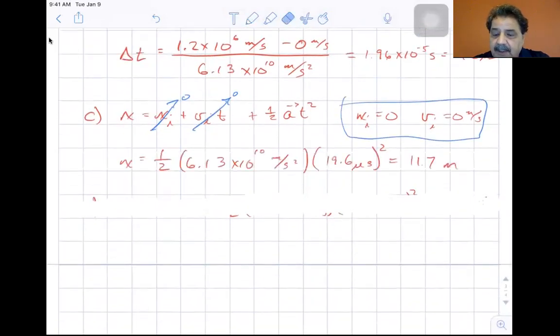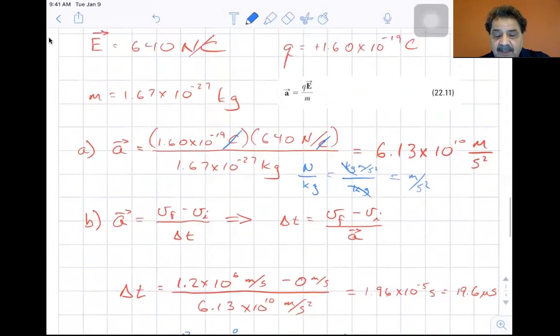So let's look at the equation now. We have x is equal to 1/2 times the acceleration times time squared. So it's 1/2 times 6.13 times 10 to the 10th meters per second squared times the time squared, which is 19.6 microseconds squared. If you multiply all that out, you get 11.7 meters. It's easy to see that we have meters per second squared. The microseconds are going to be seconds squared, so that cancels, and all we're left with is meters. And so that's the answer there.